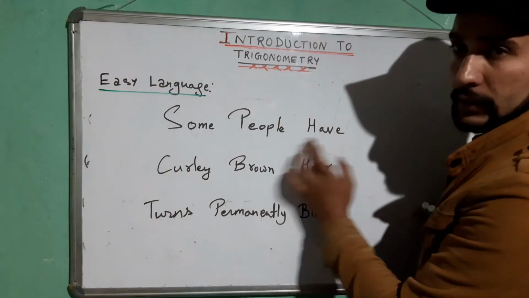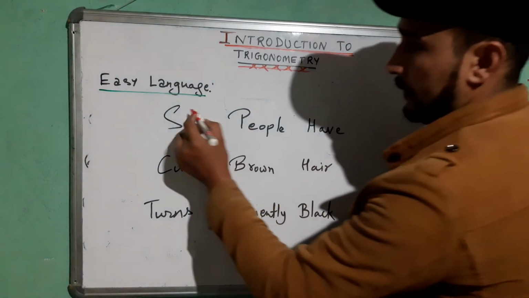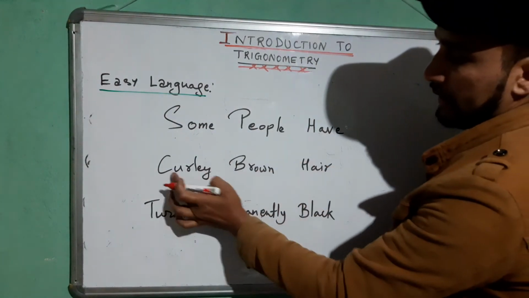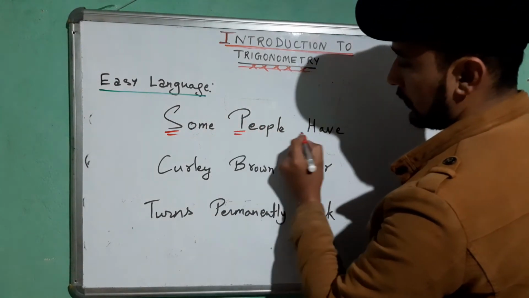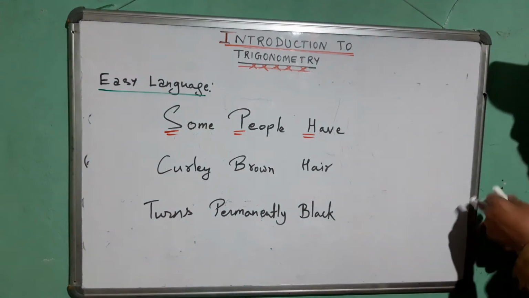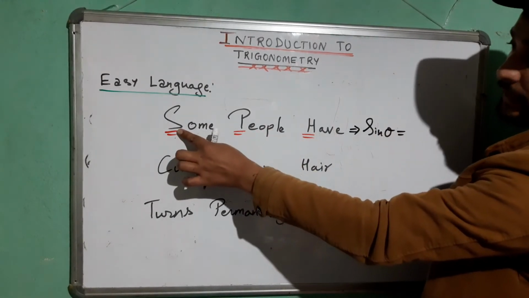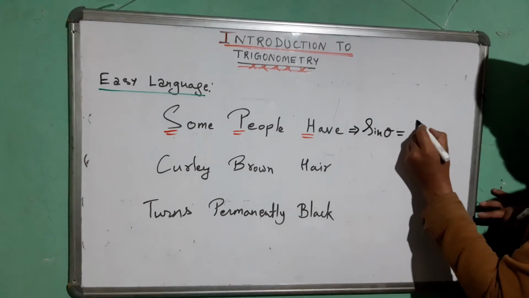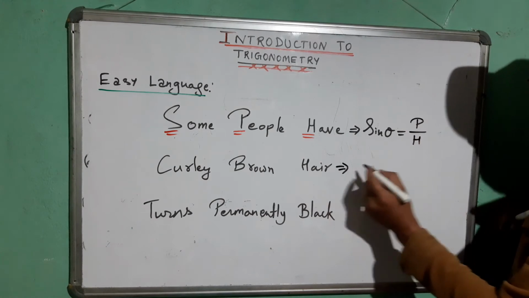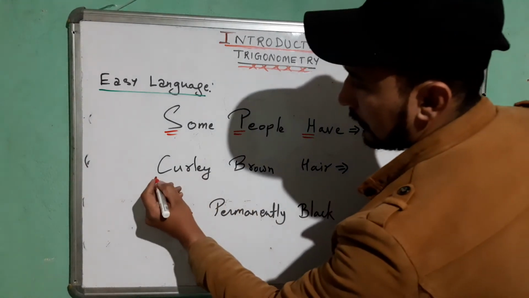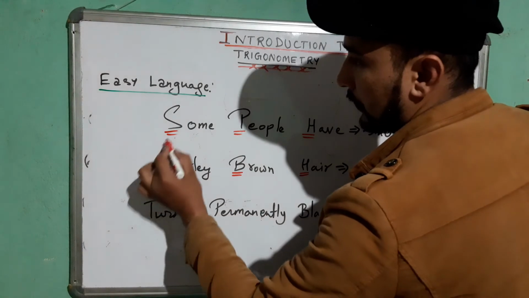Some people have curly brown hair turns permanently black. I have written the first letter in capital. So this and this make sin theta. S stands for sin, sin theta equals P upon H. Similarly from here, C stands for cos, B stands for base, and H stands for hypotenuse.